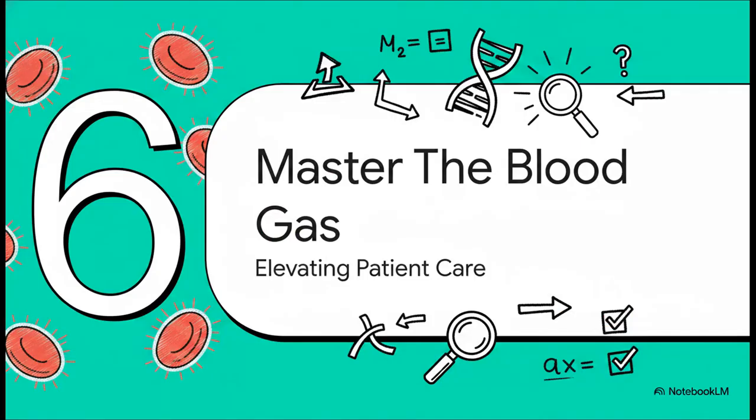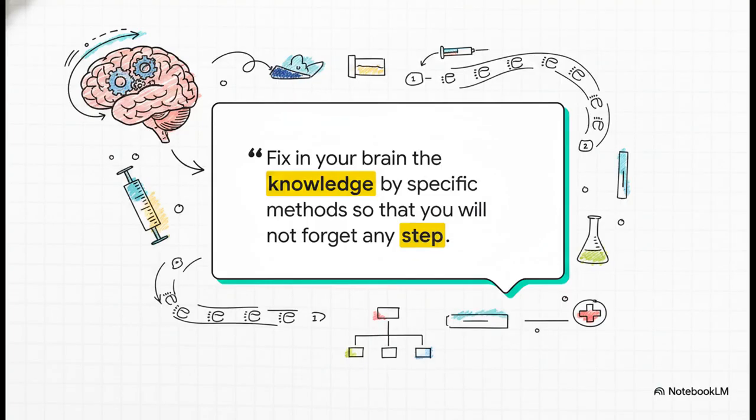Section 6. Master the blood gas, elevating patient care. By treating ABG interpretation like a rigorous, mathematical detective investigation, we remove the guesswork entirely. As the source material for today's explainer wisely notes, in all the algorithms you will find something stopping you, but just try to fix in your brain the knowledge by specific methods so that you will not forget any step. Look, no single system is 100% flawless in the absolute chaos of medicine, but committing to this strict, structured method ensures you never miss a vital clue hiding right there in the open numbers.